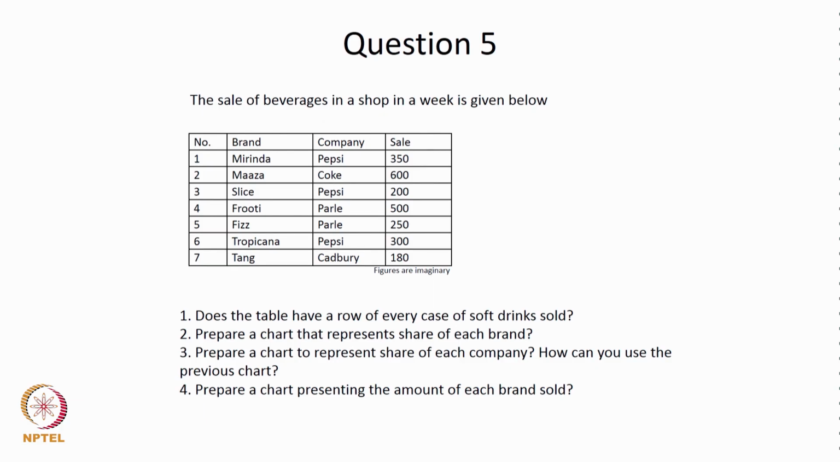Prepare a chart representing the amount of each brand sold. So, again there are 7 brands, and then in this case the chart would be a bar chart, where we actually represent the sale figures, the 7 figures that are given in this table.